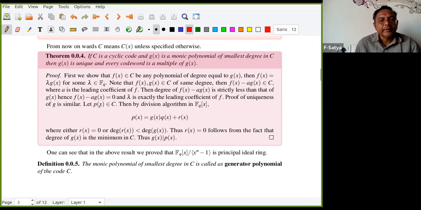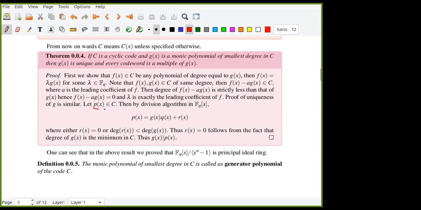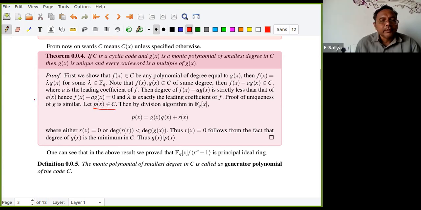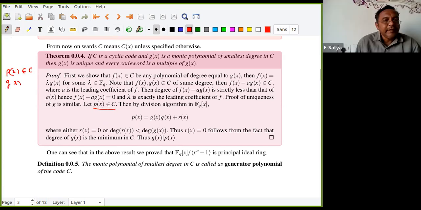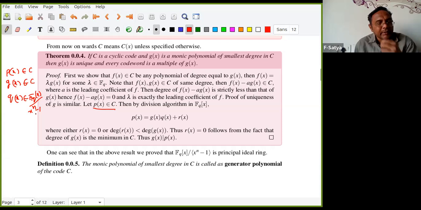See where I took p(x) in C. So p(x) is in C. g(x) is in C. And q(x) is an element in Fq[x]. Of course, we can take the quotient also, or directly work in Fq[x], no problem. You know Fq[x] is a PID, or in fact a Euclidean domain.